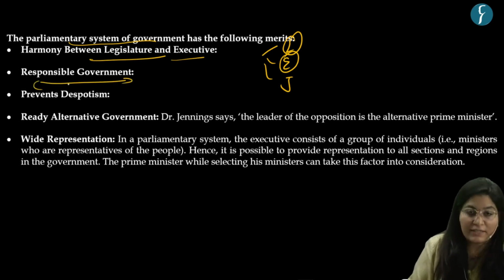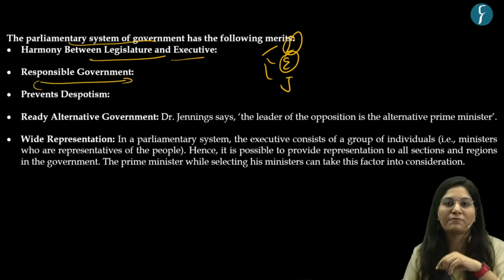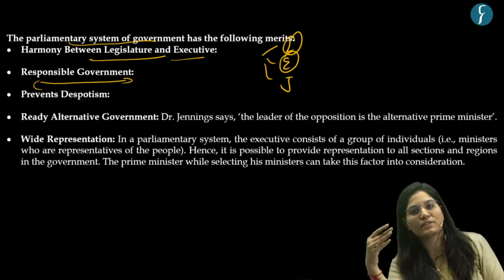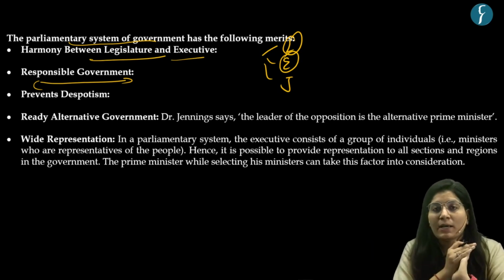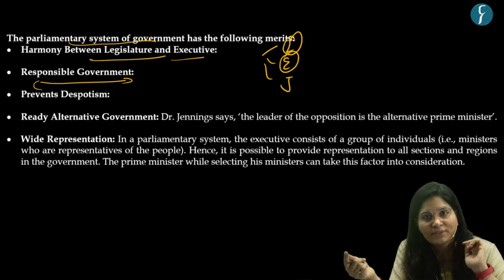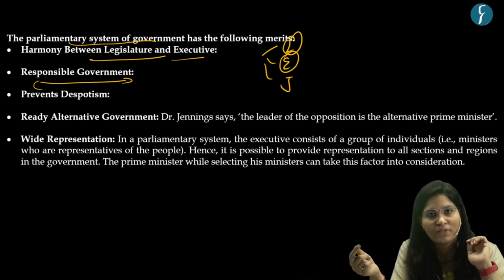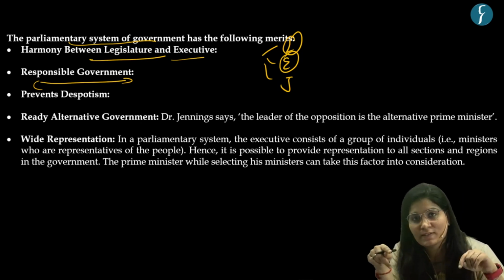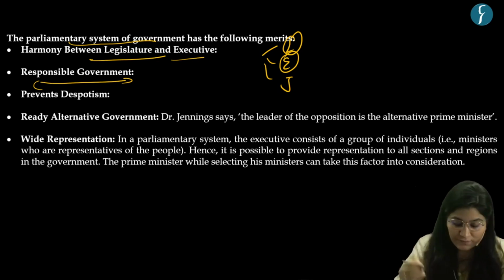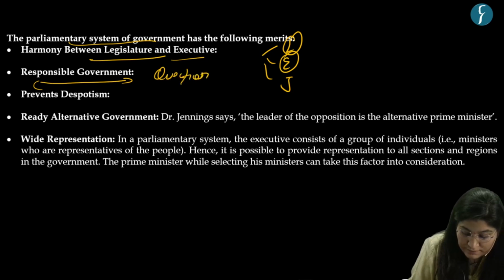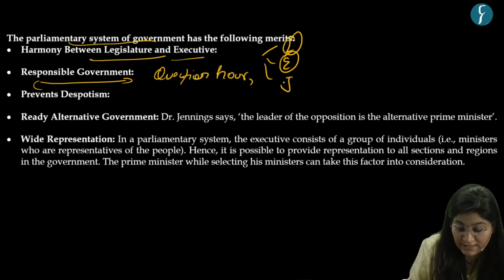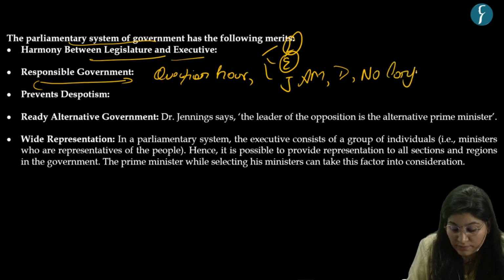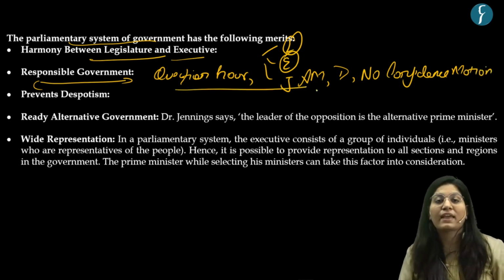Then responsible government. How is it a responsible government? By its feature, you can say that the parliamentary system is a responsible form of government because ministers are accountable to parliament, okay, for their actions, for their decisions. And parliament can also control ministers with the help of various devices like question hour, adjournment motion, discussions, no confidence motion. Okay. With this, parliament can make the executive accountable.